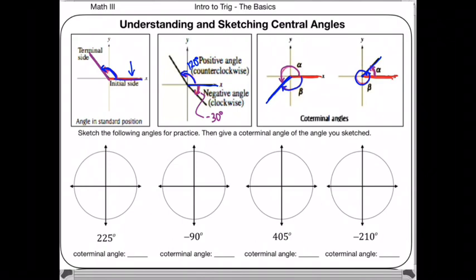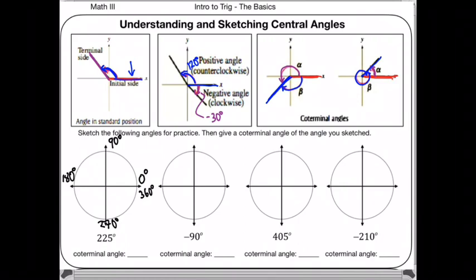Okay, so when we're visualizing these angles out, one thing that I want to start with is that we imagine this is going to be 0, and then this would be 90 degrees. This is going to make sense in a minute. 180 degrees. And down here is going to be 270 degrees, and then back at 360.